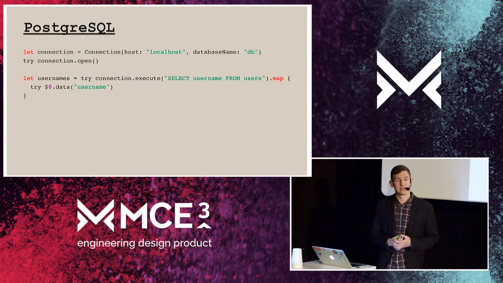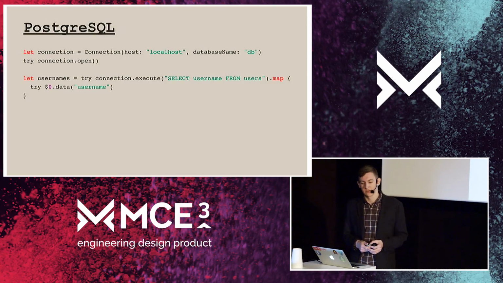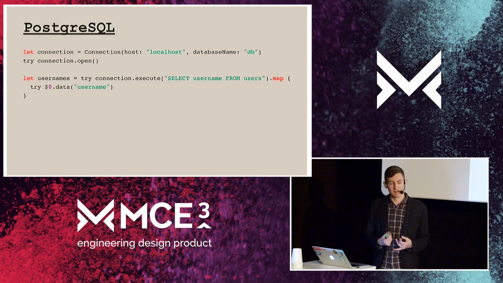There are also more traditional SQL databases such as Postgres. Now, Postgres is one of the most popular open source SQL databases at the moment. Unfortunately, there are no native Swift libraries to use it, but there are some that wrap the C library that you can use for Postgres.